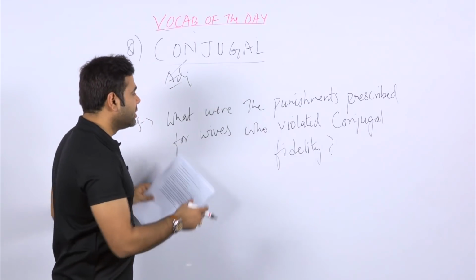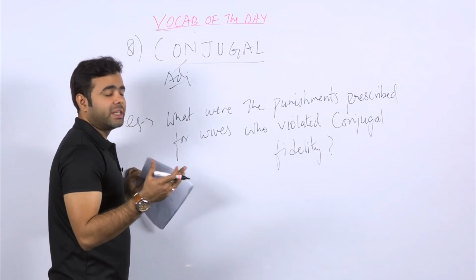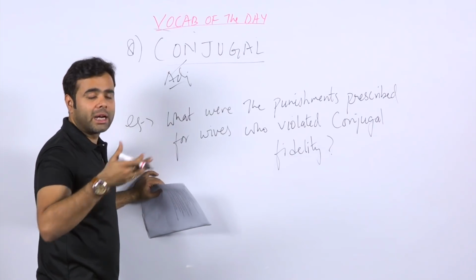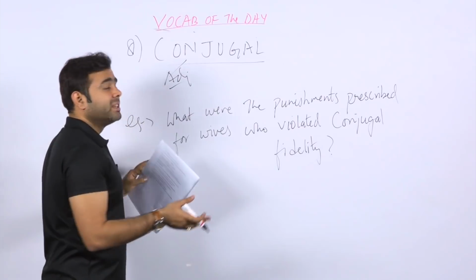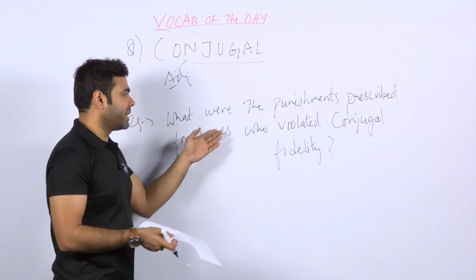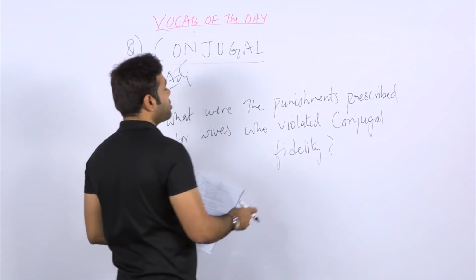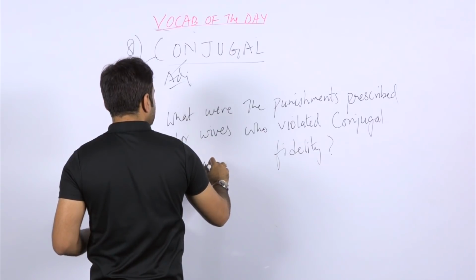So a legal contract, you can say. It's not a kind of crime. The people were saying that whether it should be categorized under criminal act or not, isn't it? So simply, what were the punishments prescribed in the same context? The sentence has been taken: what were the punishments prescribed for wives who violated the conjugal fidelity? So actually, conjugal fidelity is related to the things which are related to your marriage.